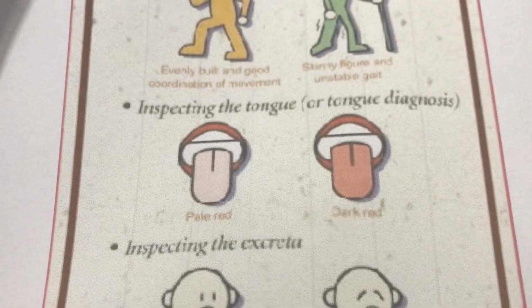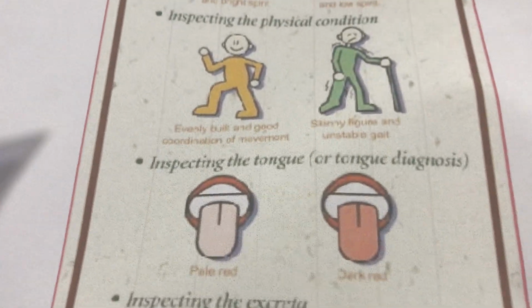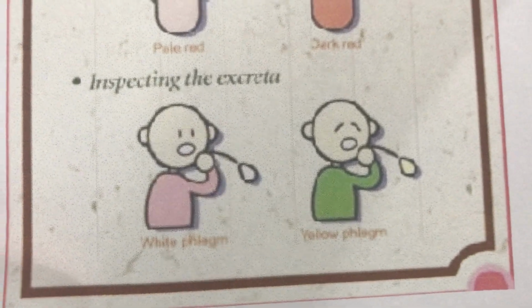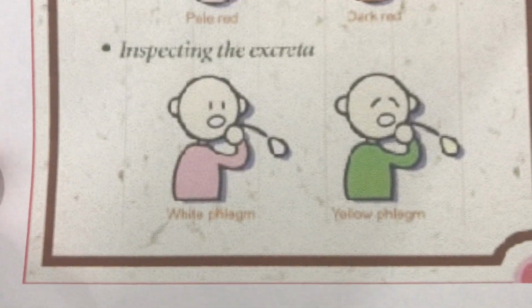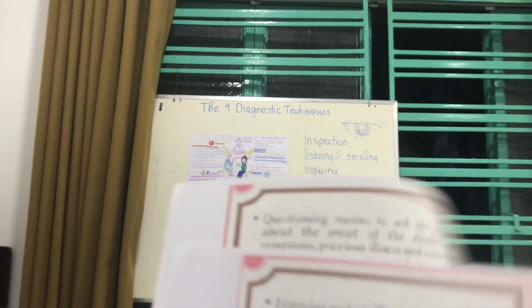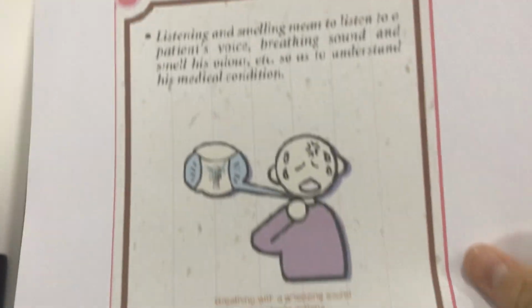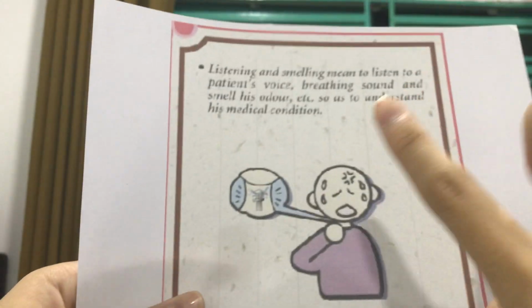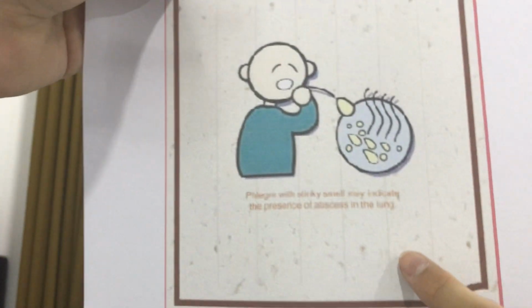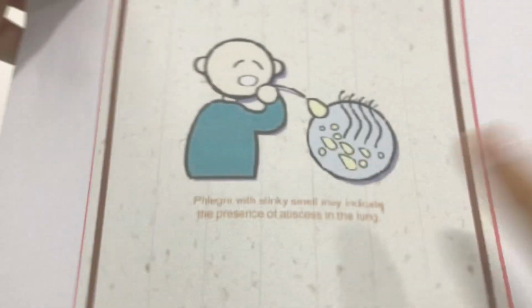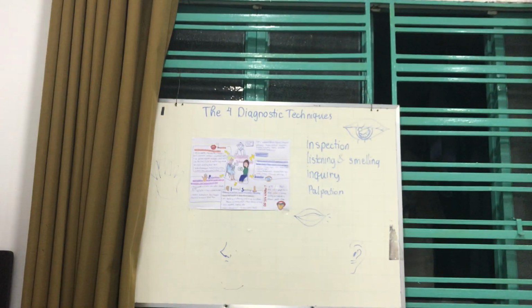Inspecting the tongue, or tongue diagnosis: pale red or dark red can indicate a disease or illness. Inspecting the excreta: white phlegm and yellow phlegm will indicate illnesses as well. Next is listening and smelling. Listening to the breathing with a wheezing sound may indicate asthma, like I said before. One other example is phlegm with a stinky smell may indicate the presence of an abscess in the gum, and I've said that before as well.